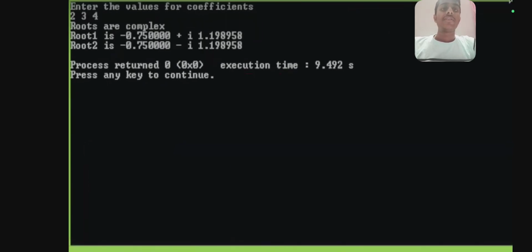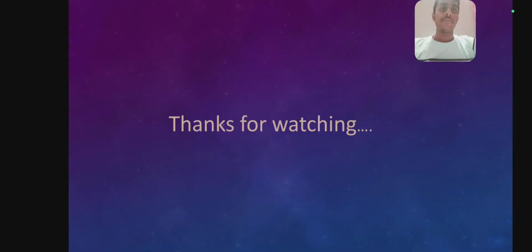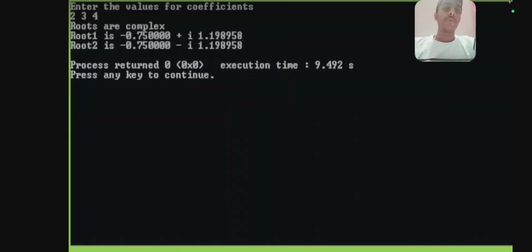To get complex roots, enter the coefficient values 2, 3 and 4, that is a is 2, b is 3 and c is 4. The roots are complex. Root1 is minus 0.75 plus i into 1.198958, and root2 is minus 0.75 minus i into 1.198958. So this is the output of the program to find the roots of a quadratic equation using C. Thank you.